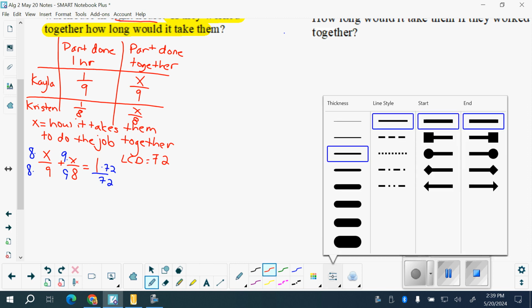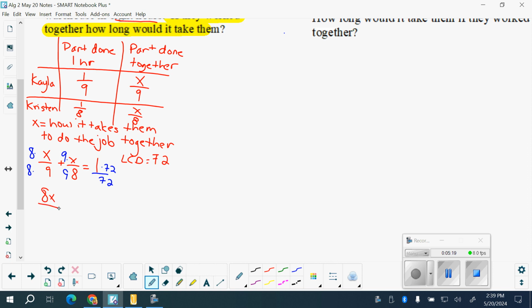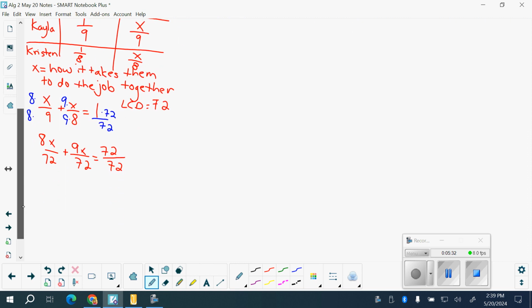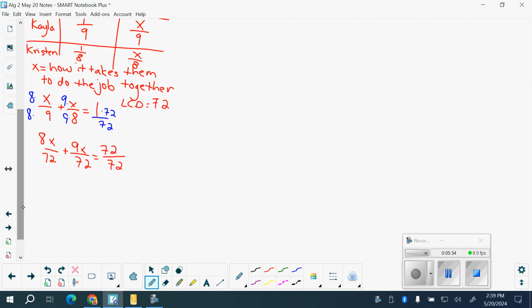So we get 8x over 72 plus 9x over 72 is equal to 72 over 72. And then what do we do next? We could add them or multiply to get rid of that denominator. Either one will work. We're going to multiply both sides by 72 to get rid of the fraction.